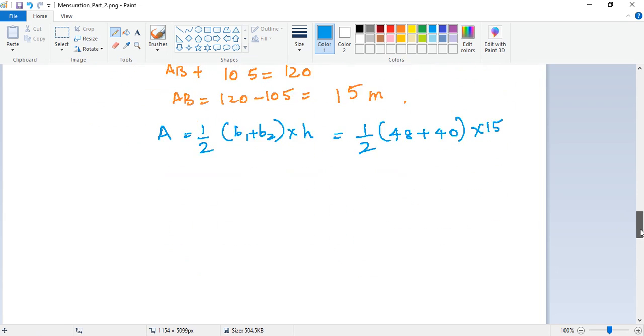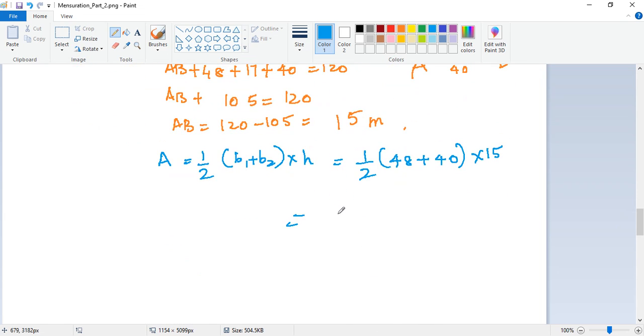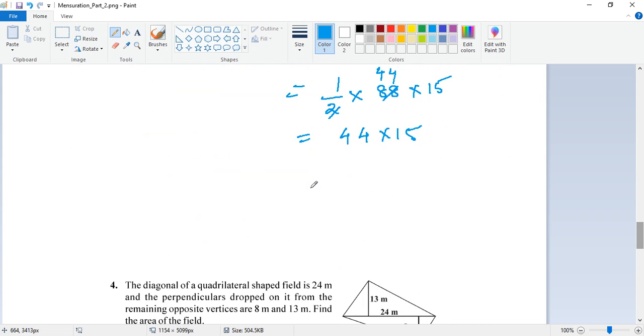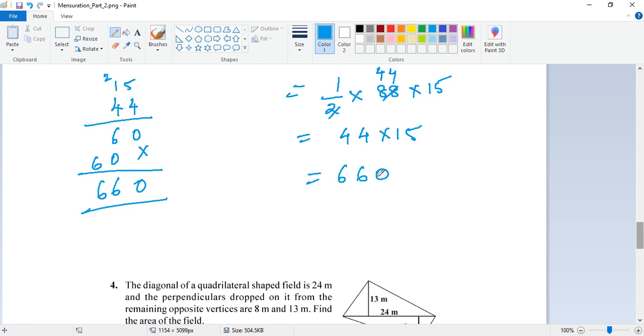So you just have to solve this, multiply all these things, and let's see what you get. So you get 88 into 15. So you get 44 into 15. Right? The area of this field. So that's going to be, you can multiply 44 into 15. 5 4s are 20, 4 1s are 4, so you get 660. Sorry. Meter square. This is the calculation. So you can just check the calculation, okay.